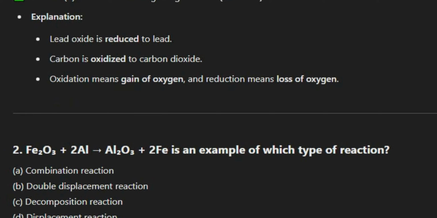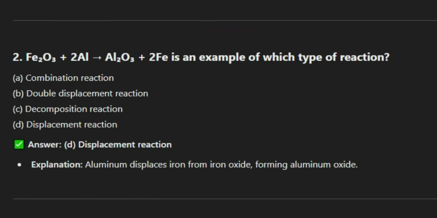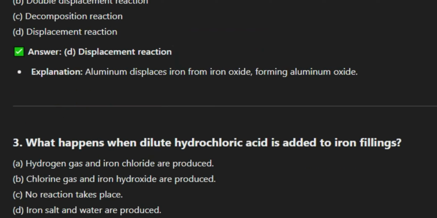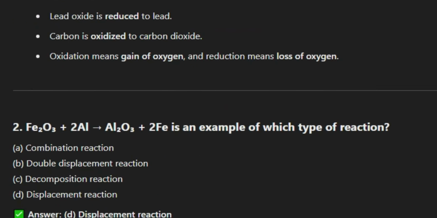2. Fe2O3 plus 2Al to Al2O3 plus 2Fe is an example of which type of reaction? A. Combination reaction. B. Double displacement reaction. C. Decomposition reaction. D. Displacement reaction. Answer. D. Displacement reaction. Explanation. Aluminum displaces iron from iron oxide, forming aluminum oxide.